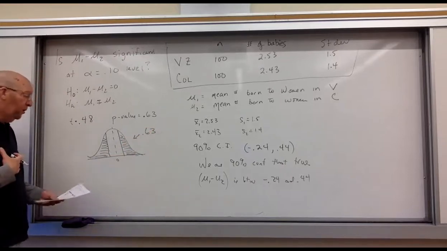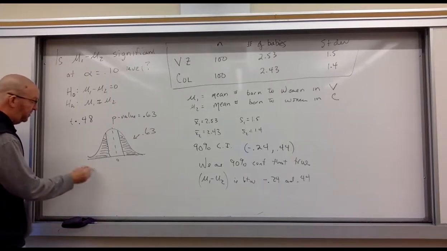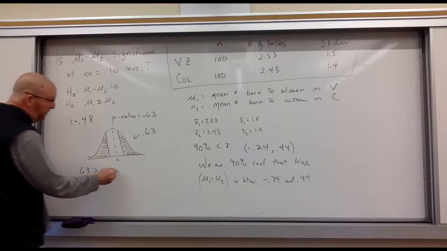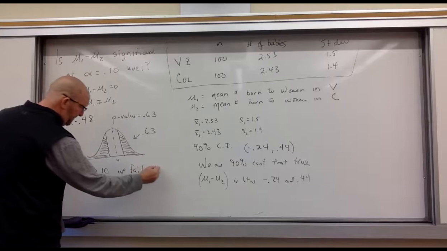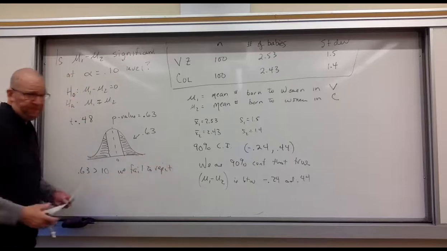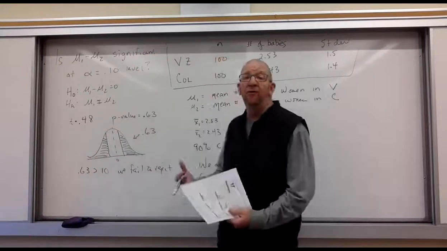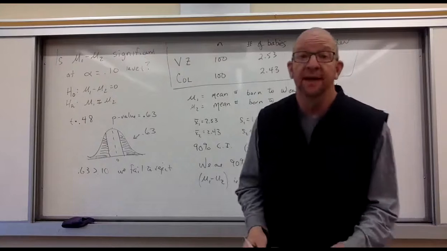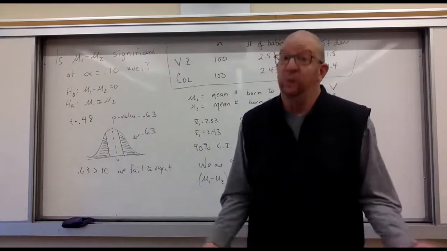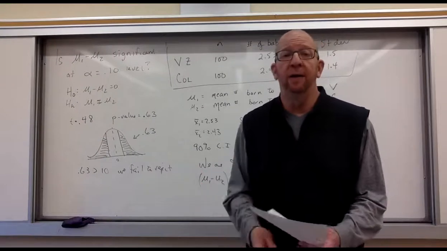So therefore, what do we conclude? 0.63 is greater than 0.10, therefore we fail to reject. In other words, if it were true that women in Venezuela and women in Colombia had the same mean number of babies, we would expect these results about 63% of the time. And you know what? That's really good. We're going to fail to reject, and we're going to move on.